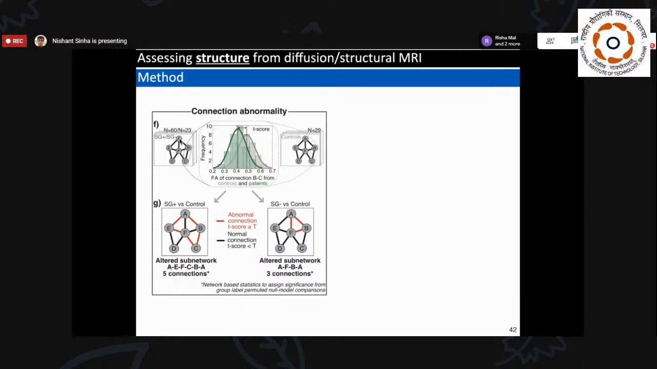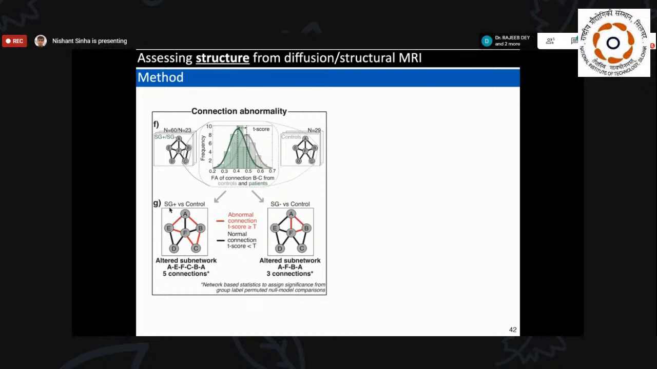So this is a toy example. Imagine this is a patient with six brain areas represented here by six nodes. And these are the controls. And we have got two groups, a group in which the seizures start locally but generalize, and the other group where the seizures start locally but do not generalize. So we can look at the connections of this group with respect to the equivalent connection of controls. And we can estimate a t-score between these distributions. And based on a t-score threshold, we can determine if a particular connection is normal or if it is abnormal.